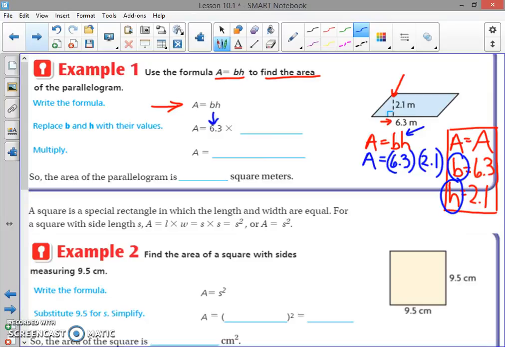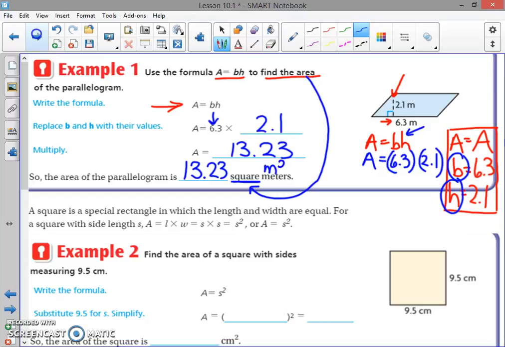They filled in the B. Okay, and then we have to fill in what the H is, which is 2.1. And then when we multiply that together, and you have to remember how to multiply decimals, you get 13 and 23/100 square meters. Every time you're dealing with area, your units will be in square meters, and another way to write this would be meters squared. Remember, the squared is the exponent 2.